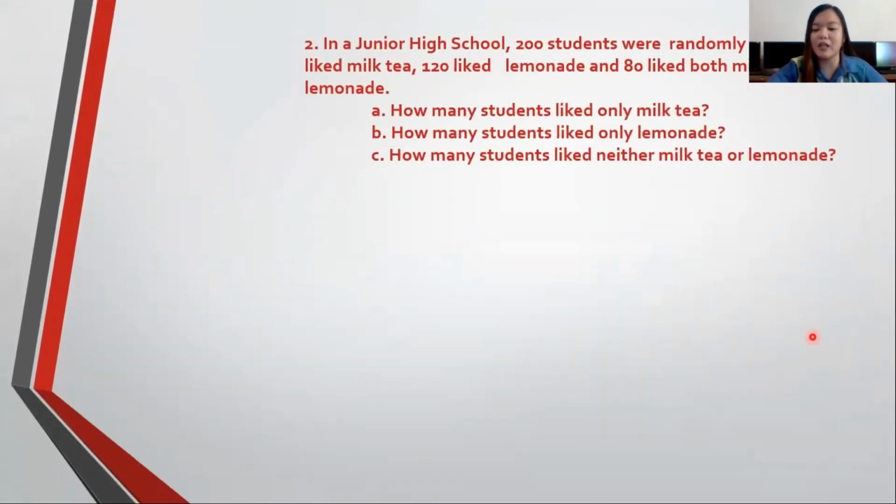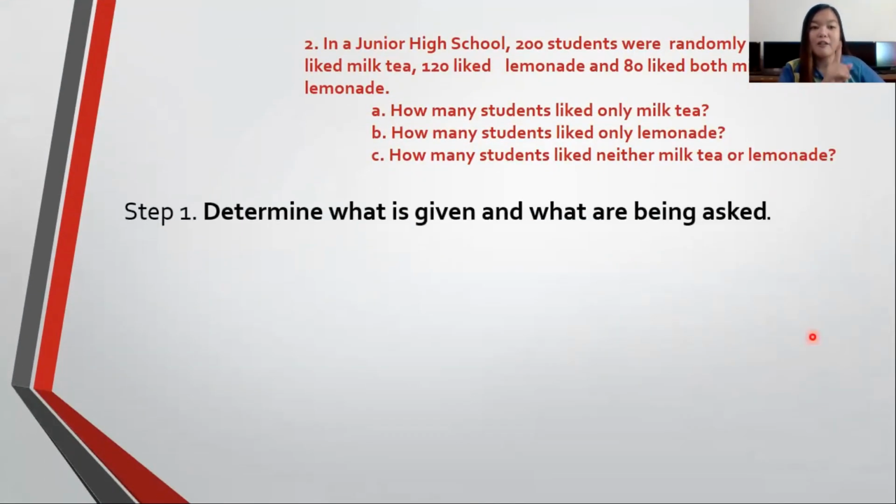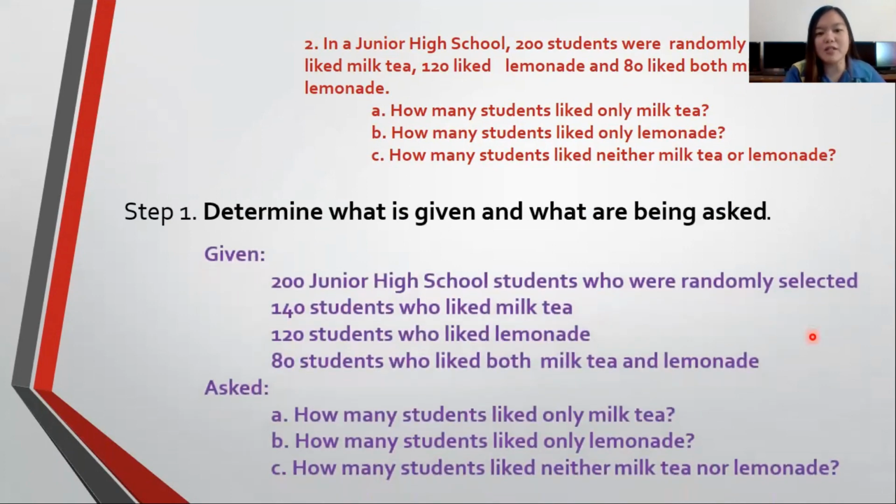So, let's have the answer or the solution for that. First step is to determine what is given. What are being asked? So, based from this now, these are the given. 200 junior high school students in all. And then 140 like milk tea, 120 like lemonade, and 80 like both. Now, these are the questions that are being asked.